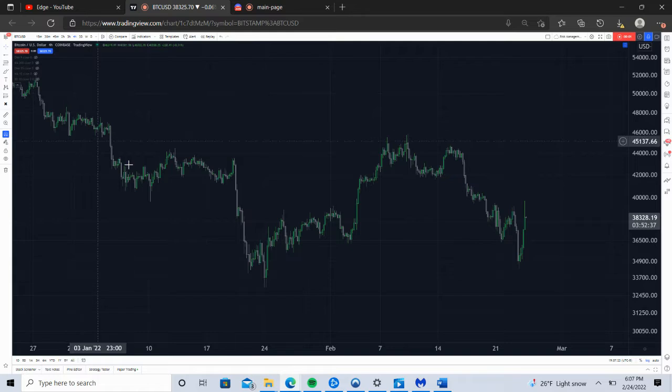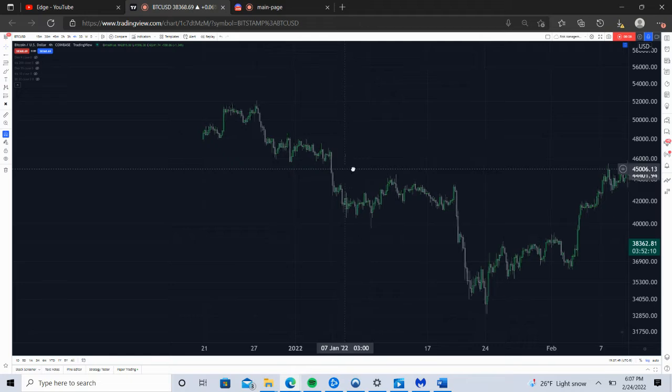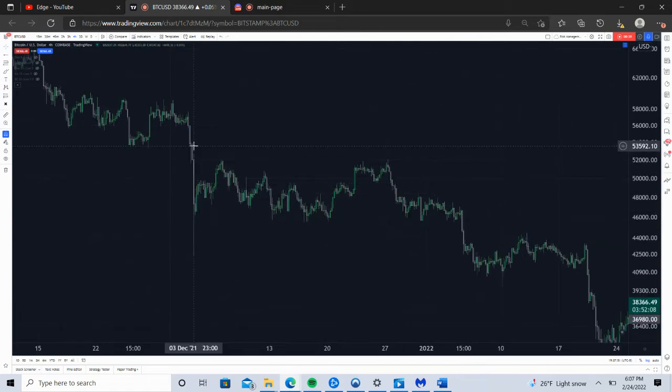All right, so I think the topic of question was point of releases, how to identify a point of release, and also how to identify point of release failure, and the symmetric nature of how when the point of release fails, that level, if you're looking at it as support, is going to act as resistance after that level is lost. And yes, there's an example right here.